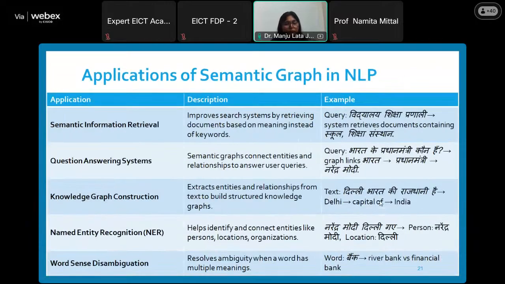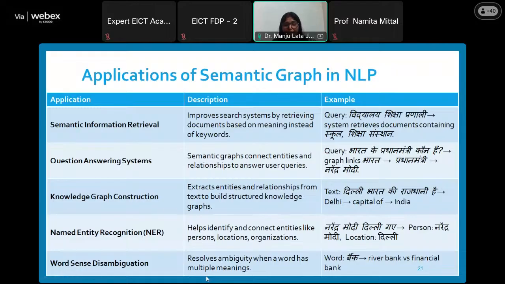This kind of knowledge graphs can be constructed. Named entity recognition helps identify and connect entities like persons, locations, organizations. Because in semantic graphs, the nodes represent the concepts. So different types of concepts and named entities can be represented using the graph nodes. So Narendra Modi, Delhi: who is the person here? Narendra Modi. And what is the location? That is Delhi. Both are named entities. One is the name of the person and another is conveying the name of the location.